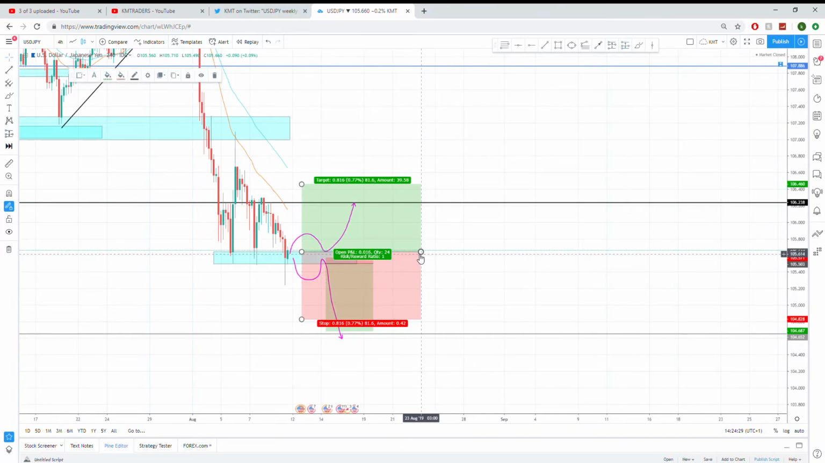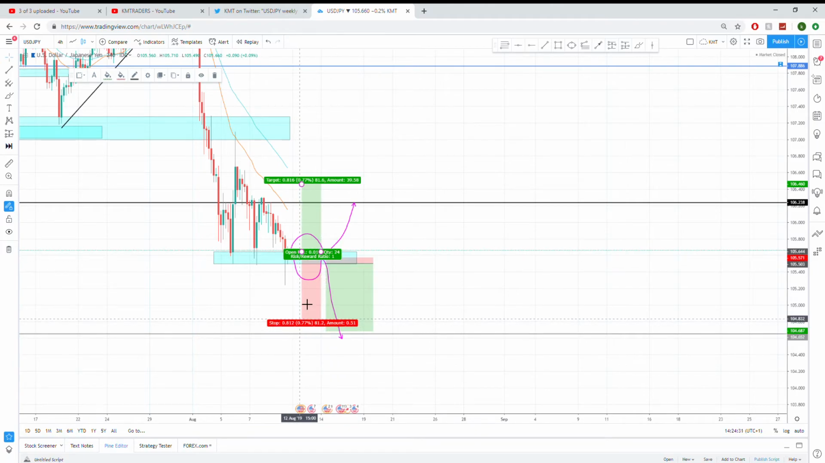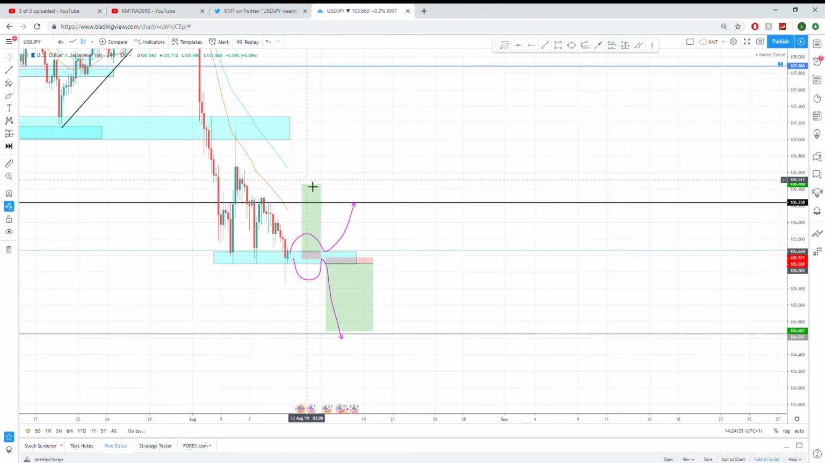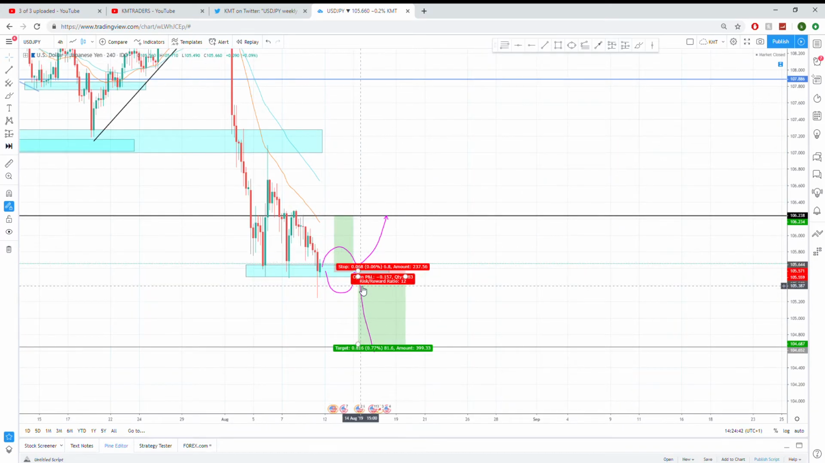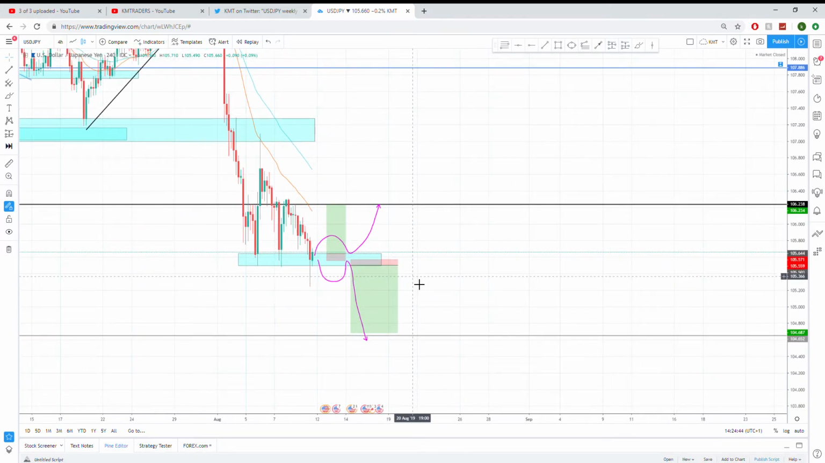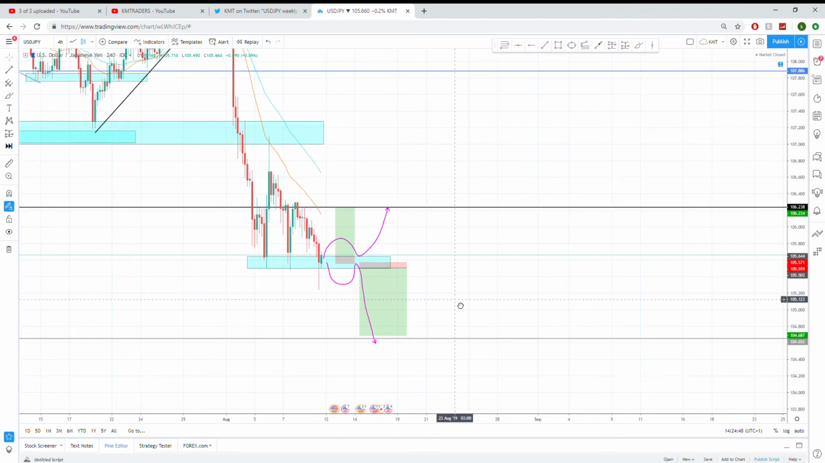And then for a long, I would personally like to see another test at the bottom before we head up. But just because of the way the momentum is carrying, I believe we're likely to push to the downside and test that new weekly level below. So that's all for USDJPY.